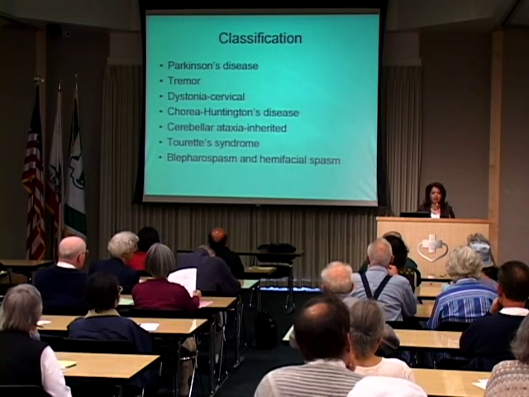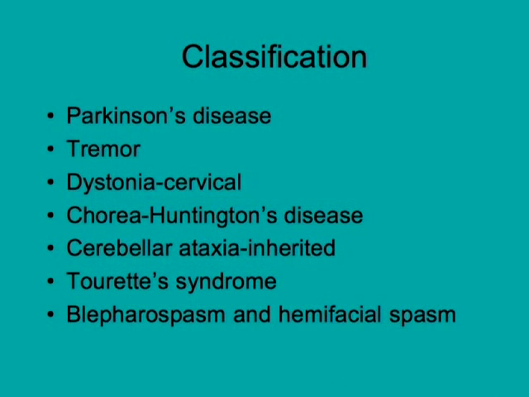There are various diseases which come under movement disorders. The main one is Parkinson's disease. And we're going to talk extensively about Parkinson's disease, the diagnosis and treatment. The second one is tremors. Dystonias are the painful movements. They're like spasms of the upper or lower extremities. Some people have cervical dystonias, which is a very common condition also. Chorea comes from Huntington's disease.